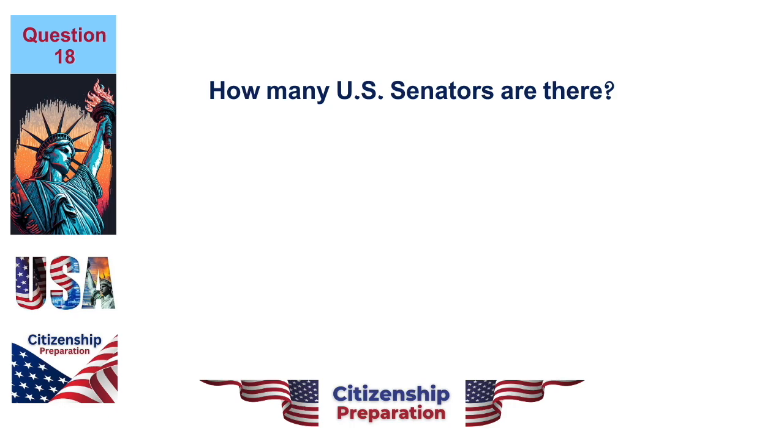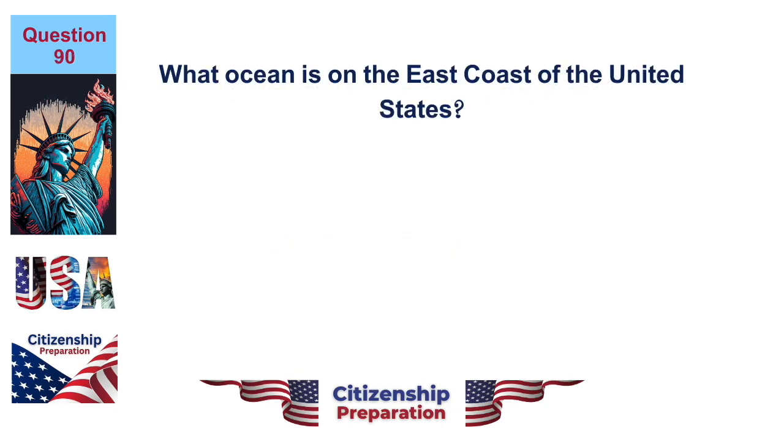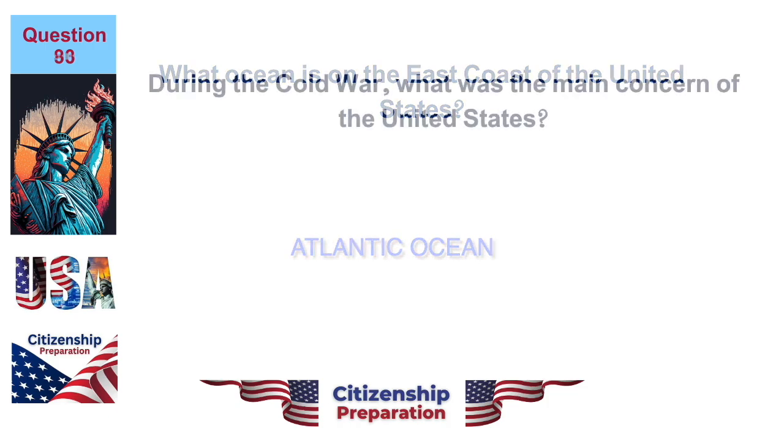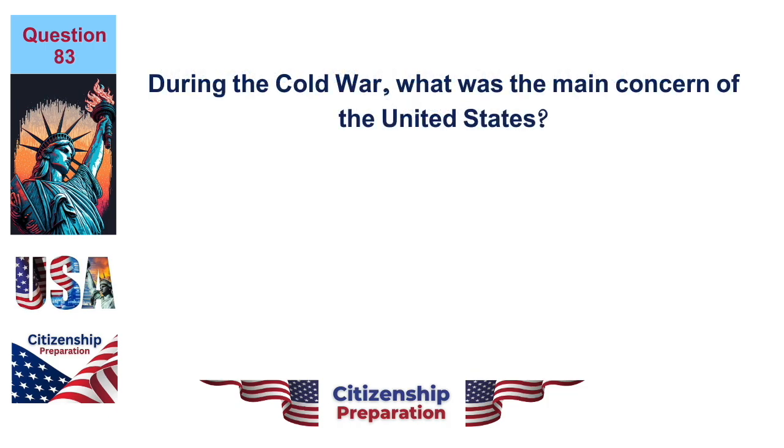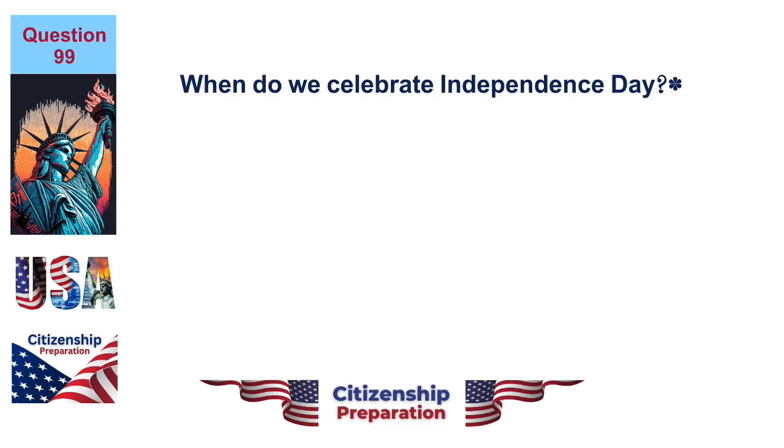How many U.S. senators are there? 100. What ocean is on the east coast of the United States? Atlantic Ocean. During the Cold War, what was the main concern of the United States? Communism. When do we celebrate Independence Day? July 4th.